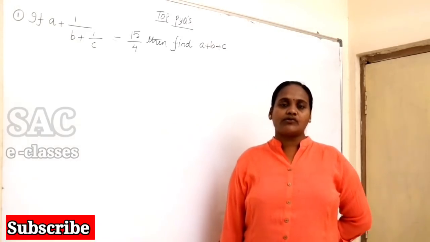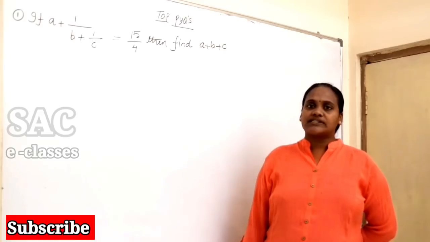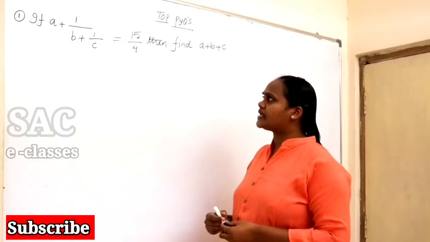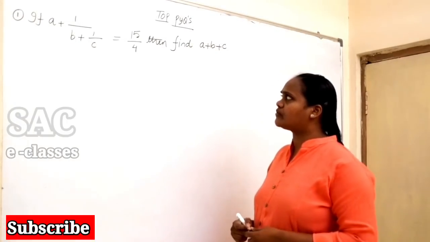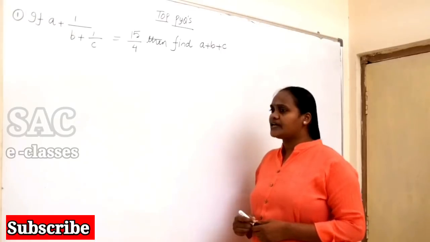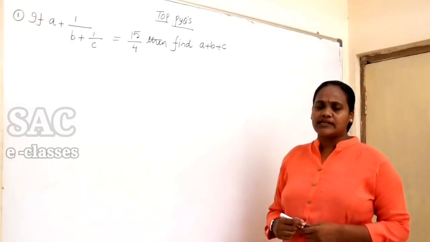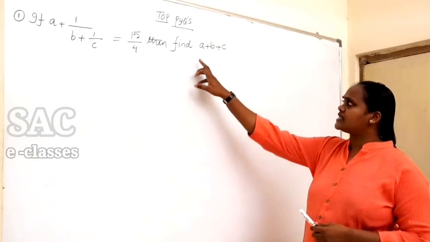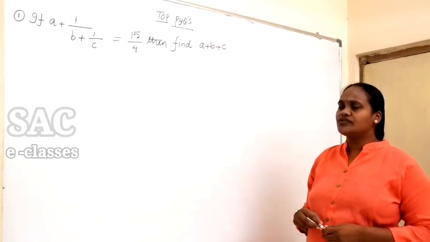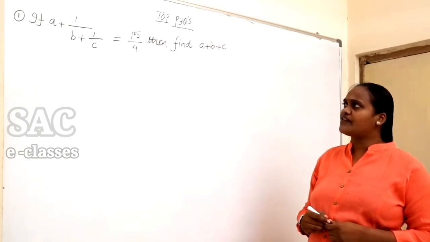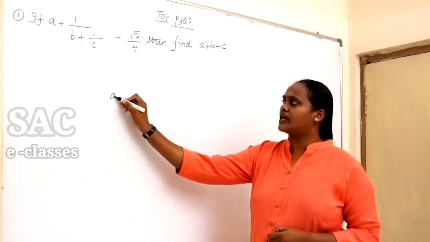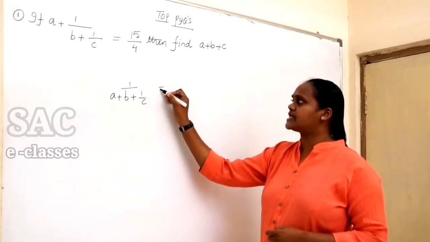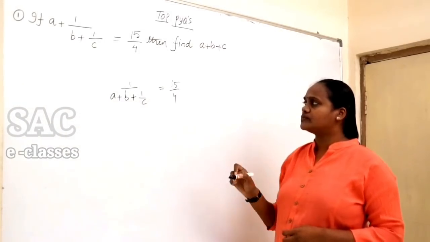The first PYQ is relevant to successive fractions. The first one is: if A plus 1 by B plus 1 by C equals 15 by 4, then find A plus B plus C. Now you are going to find out what A, B, C are, which are unknown to us. First of all, observe what they have given: A plus 1 by B plus 1 by C equals 15 by 4.